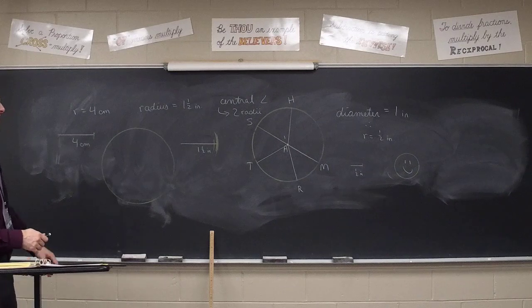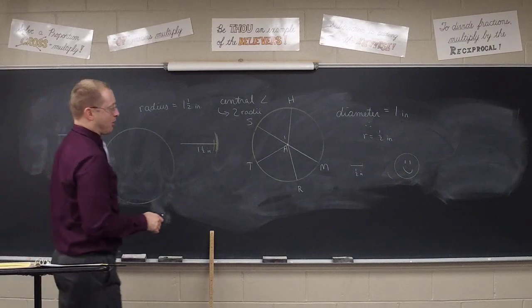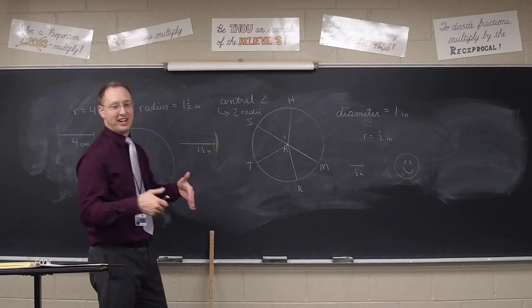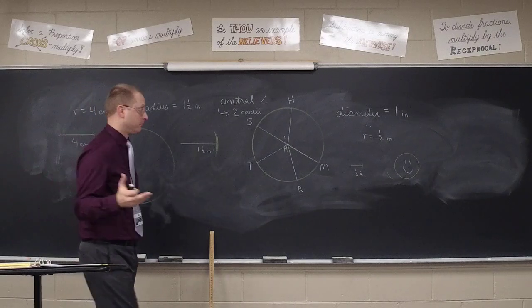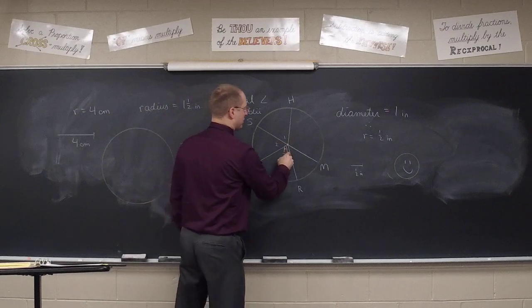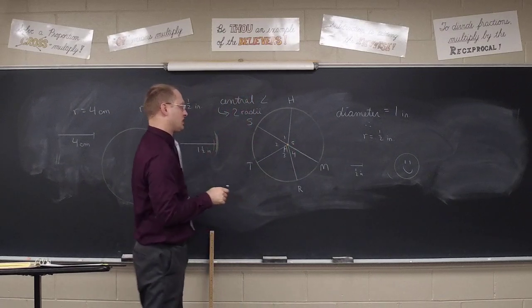AR. So we have AS, AT, AR, AH, and AM, all of these different radii. How many different central angles do we have? 5. 1, 2, 3, 4, 5 different central angles.